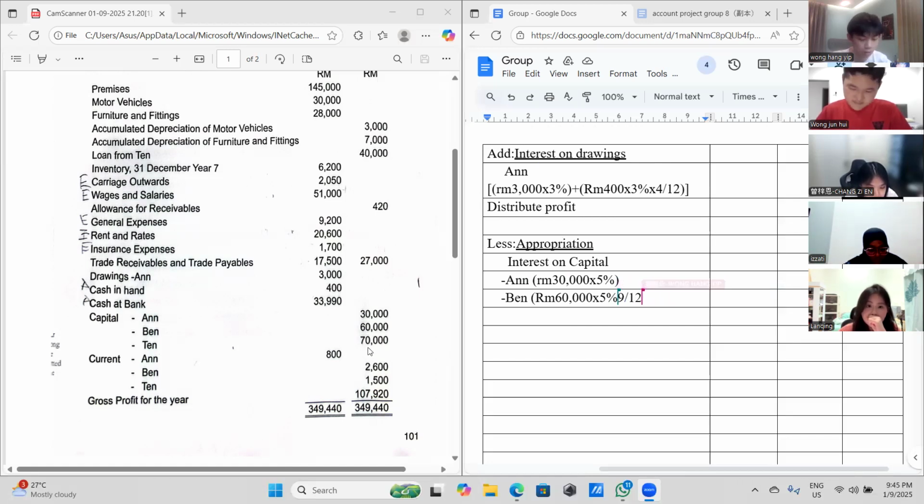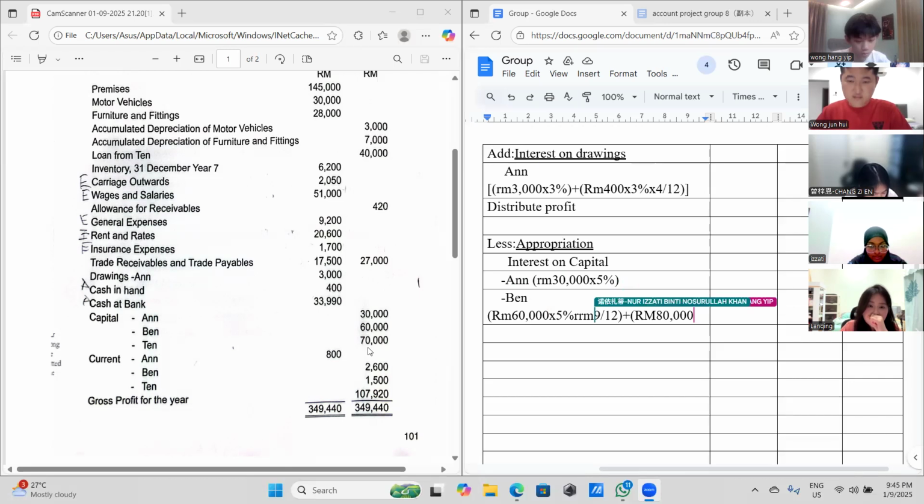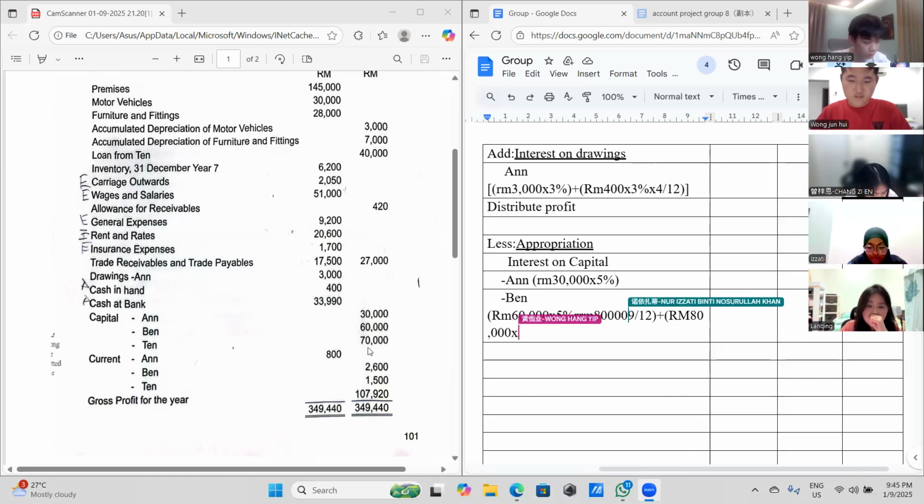After that, we have to add on another RM 80,000. We have to multiply with the same as well. We have to multiply with 5% and then multiply with another 3 by 12. So we will be getting 3250.